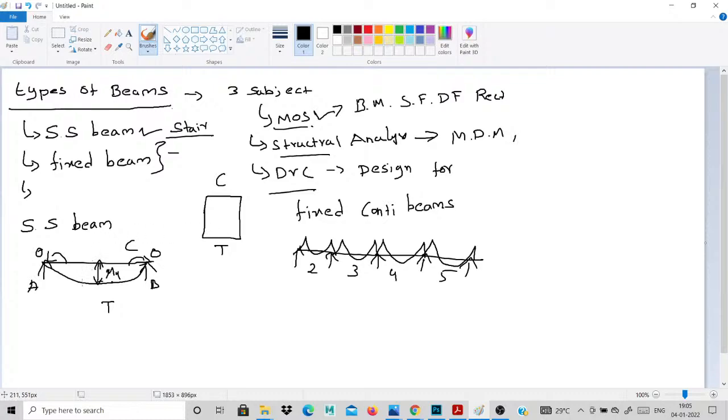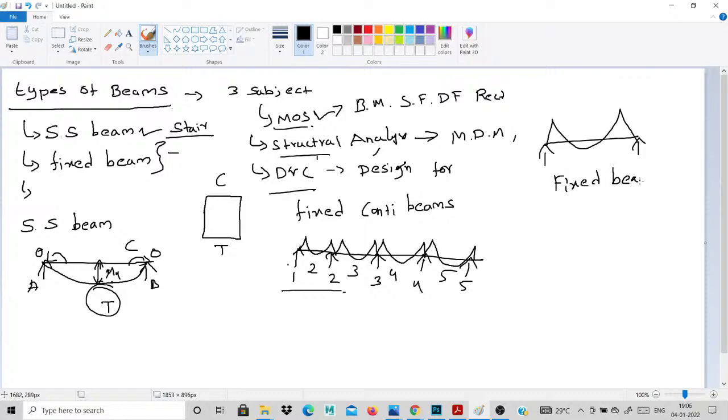In a simply supported beam there is only one moment, in the tension zone. But in your continuous fixed end beam, moments come in both compression and tension, positive and negative moment. I take the first two portions and draw the moment diagram for your fixed beam. See, the moment comes in the compression zone and tension zone also. Three moments come: the center zone has moment and the end zones have moment.